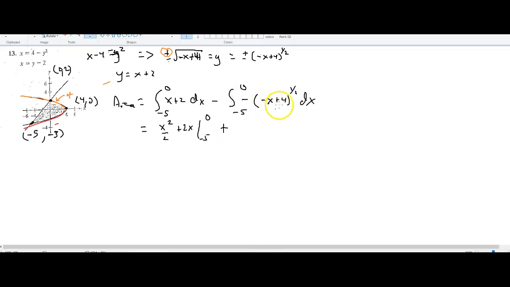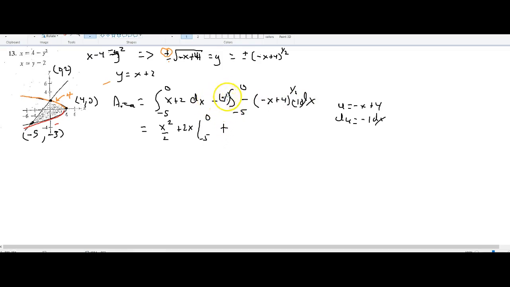And then I've got to deal with this mess. So I look at this mess and go, all right, well, u equals -x plus 4. So du has to equal -1 dx. Agreed? And so I need a -1 here. I put another -1 out here. And so I've got this massive catastrophe of negatives.